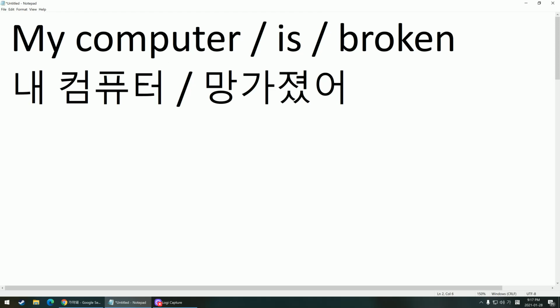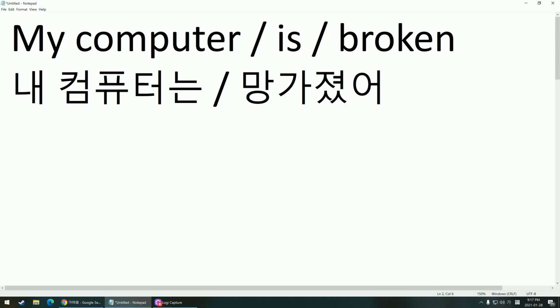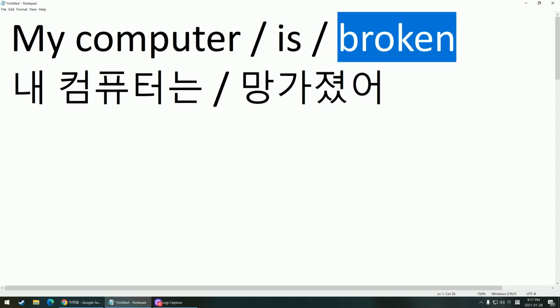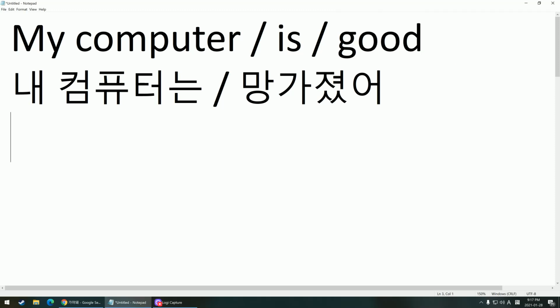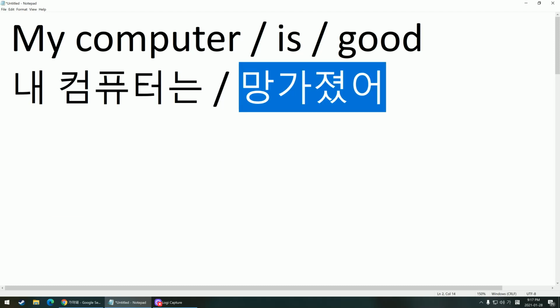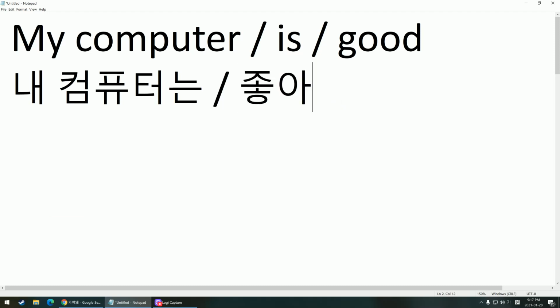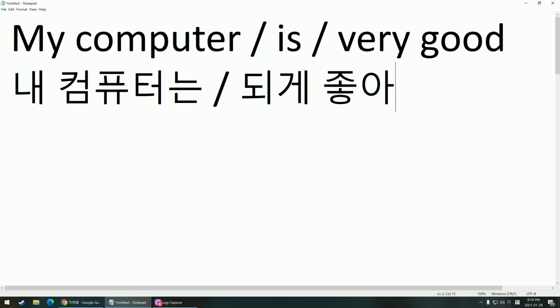You can put the optional 는 particle here. It's optional. You don't have to say it. But yeah, my computer is broken. How would you say my computer is good? What is the word for good in Korean? Well, it's 좋아. So that would replace "broken." 내 컴퓨터는 좋아. How about my computer is very good? Very good, 되게 좋아.